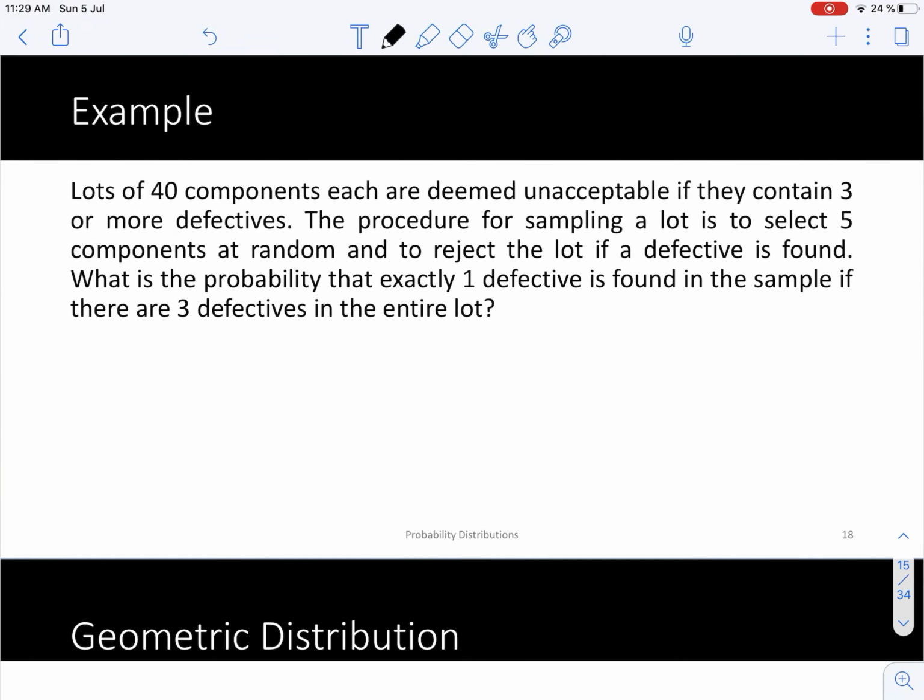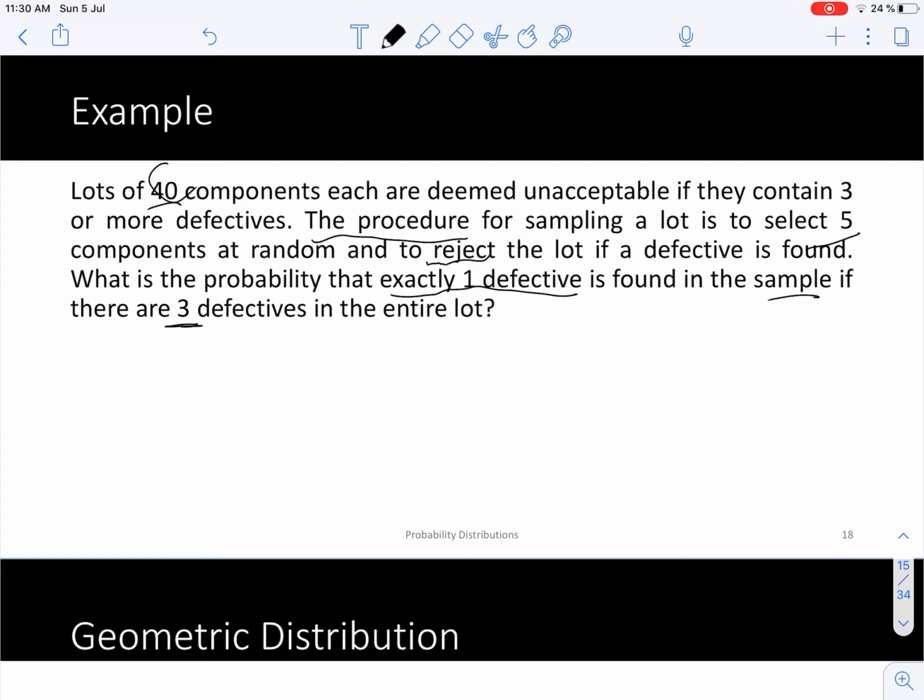Okay, in the problem it says lots of 40 components each are deemed unacceptable if they contain 3 or more defectives. The procedure for sampling a lot is to pick 5. So out of the 40 we pick 5 randomly, and the lot will be rejected if one defective unit is found. Now the question is, what is the probability that exactly one defective is found in the sample if there are 3 defectives in the entire lot?